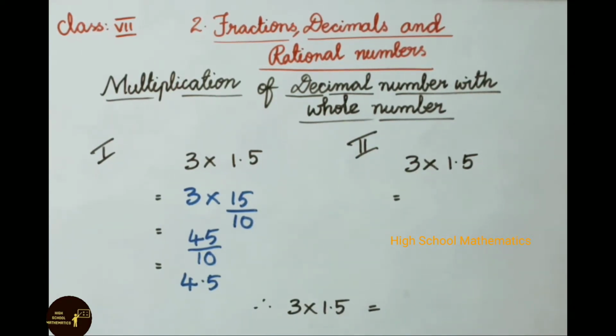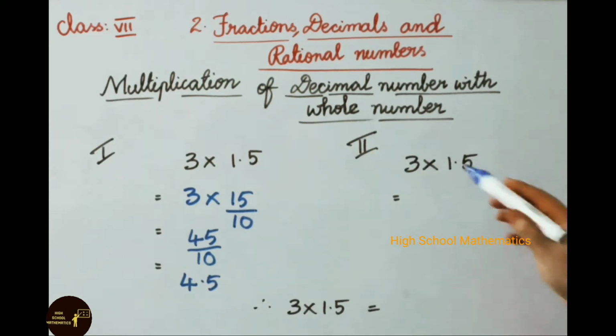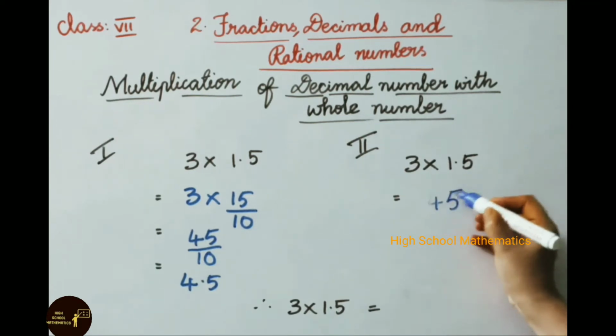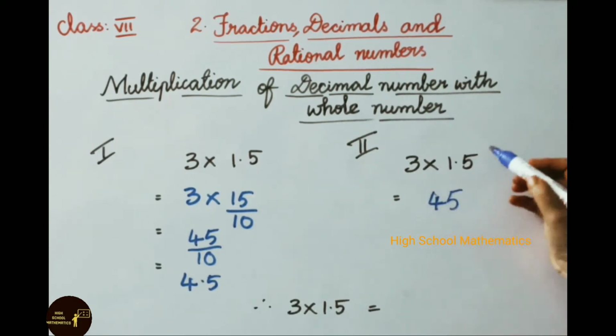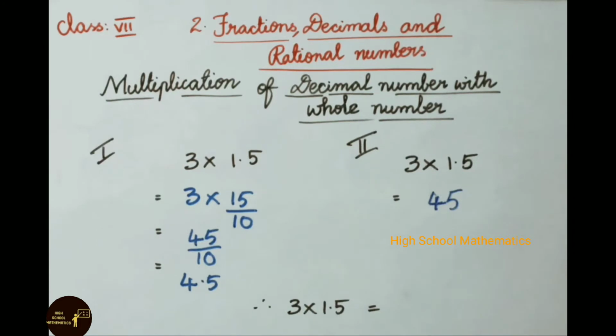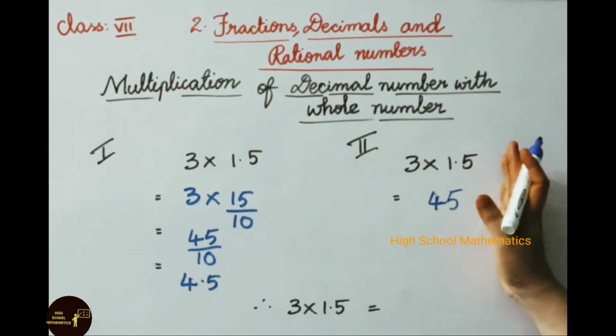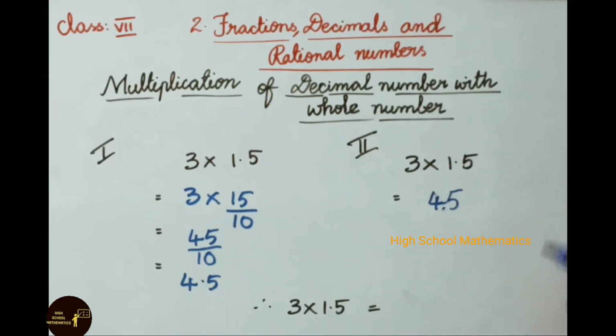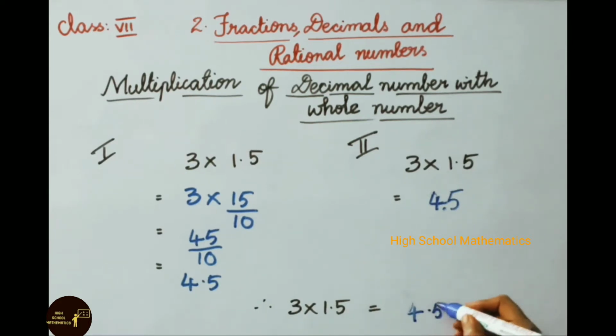This sum can be done in another way also. Let us see that, 3 into 1.5. Forget about the decimal point, directly multiply 3 into 15, that is 45. Here one digit after the decimal is there, so in the answer, from the right side one digit before we can place the decimal point. So the answer is 4.5. Therefore 3 into 1.5 is equal to 4.5.